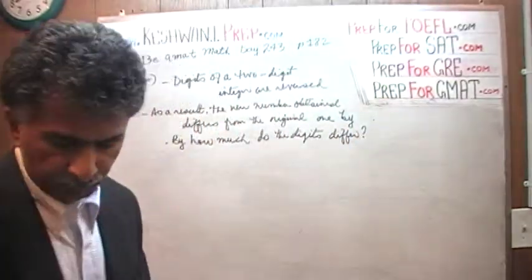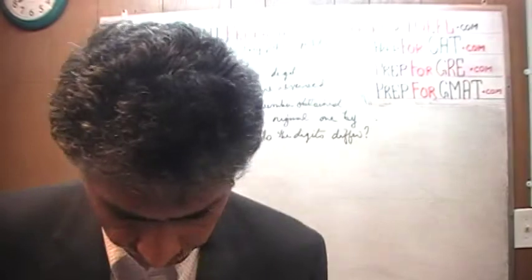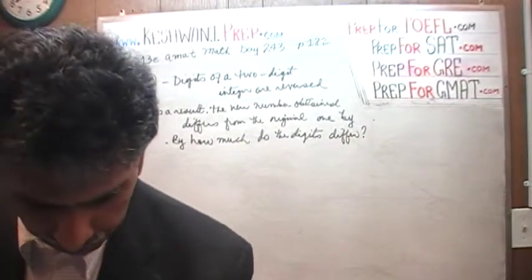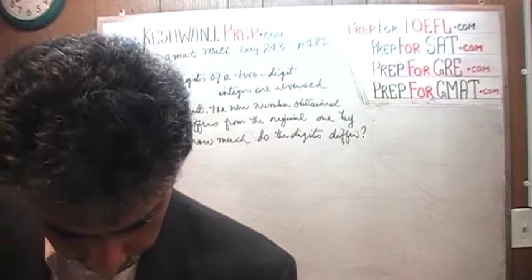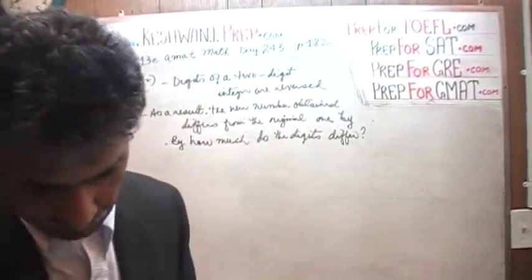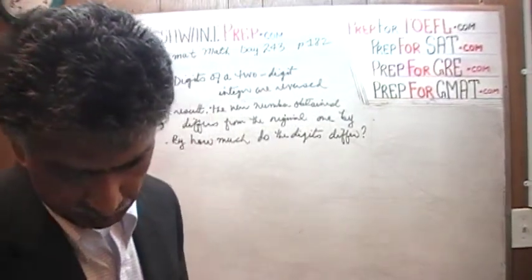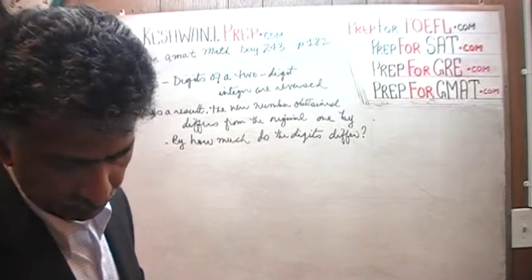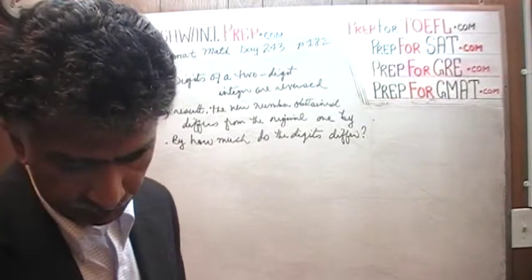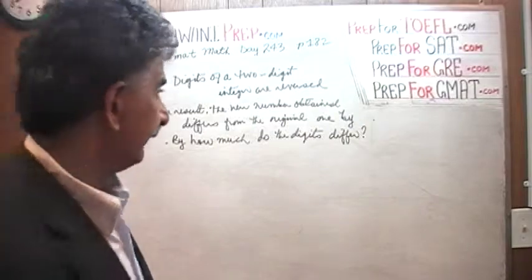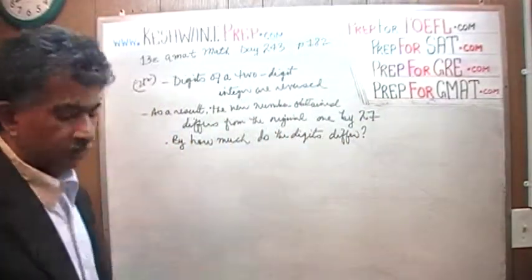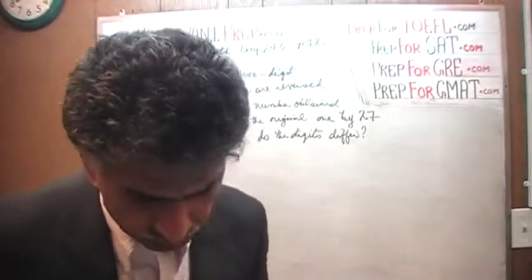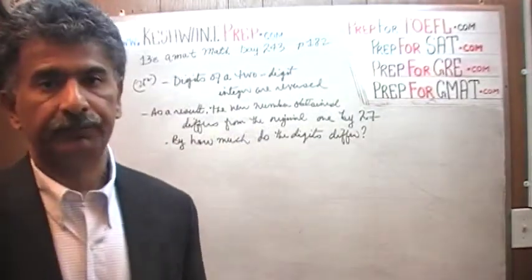Let's first understand the question here. So in the book as it is stated here, I'm going to read it to you. Number 212, it says, if a two-digit positive integer has its digits reversed, the resulting integer differs from the original one by 27. How much do the two digits differ?